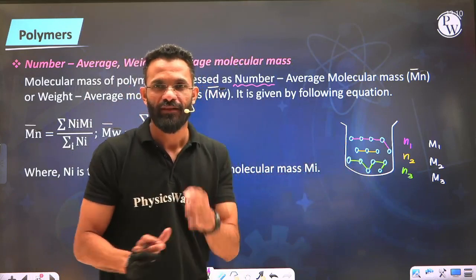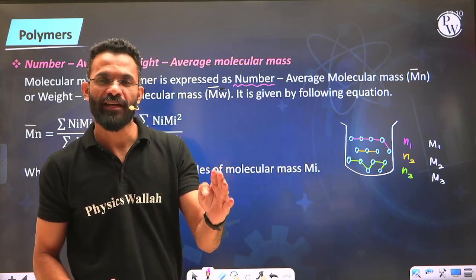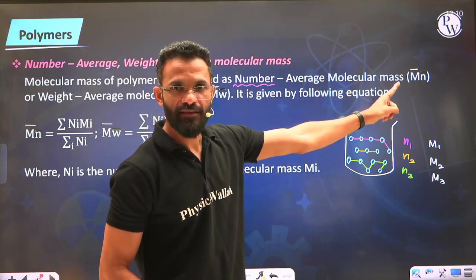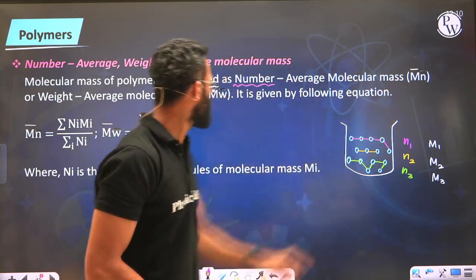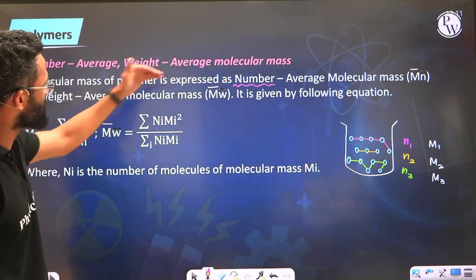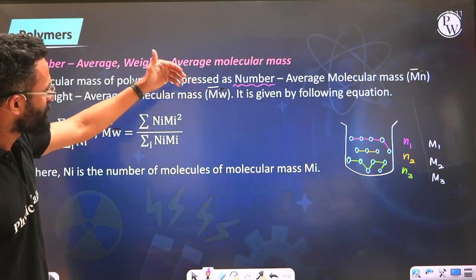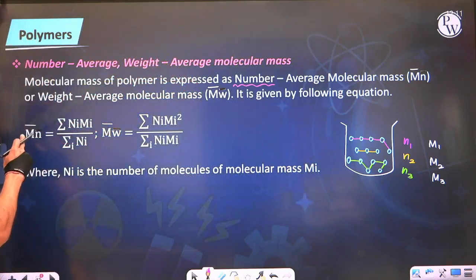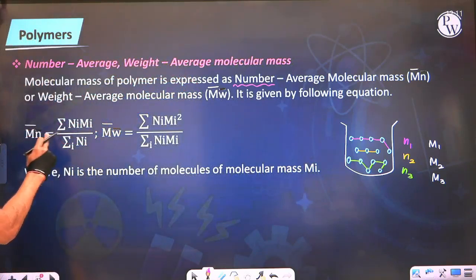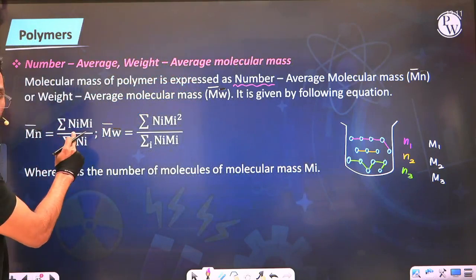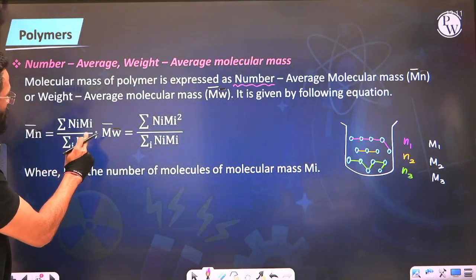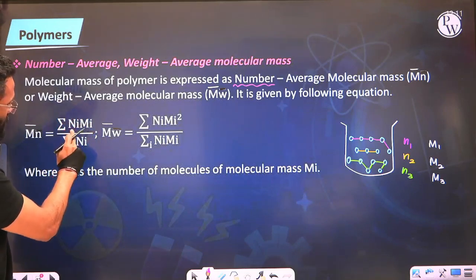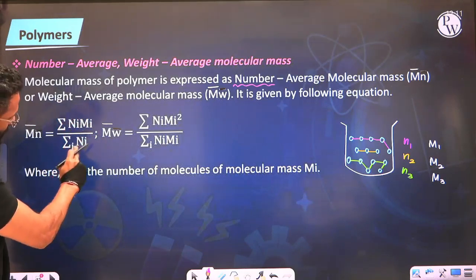Okay, so the average molecular mass of a polymer can be expressed in two ways: number average molecular mass, that is M bar n, and weight average molecular mass, that is M bar w. Now these two can be simply represented by these formulas. Look, number average molecular mass is the ratio of the total mass of all the polymeric chains to the total number of polymeric chains.